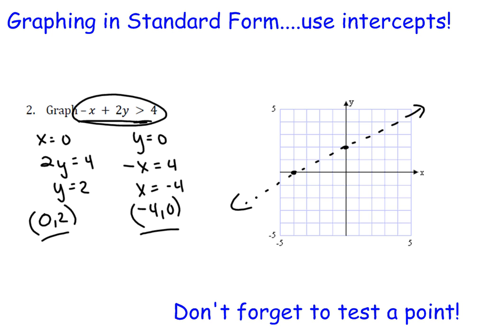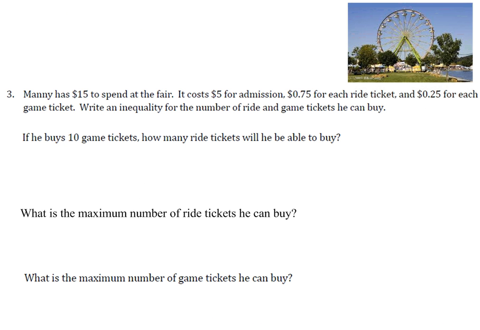And I got to test 0, 0 to see if it works. So is negative 2 times 0 plus 2 times 0 greater than 4? Well, is 0 bigger than 4? The answer is nope. So I want to shade above. And if you want to shade it in or you just want to draw a couple arrows, I'm fine with that. So let's take a look.